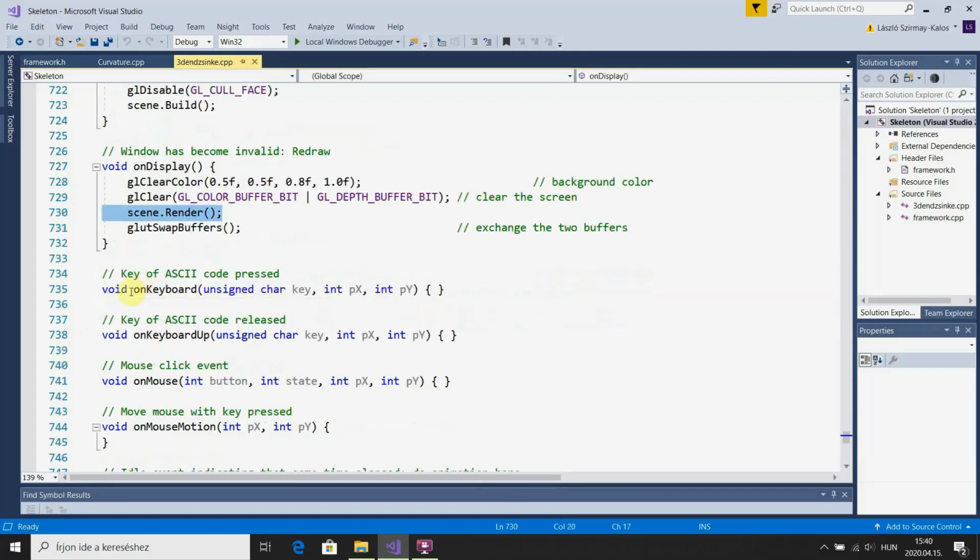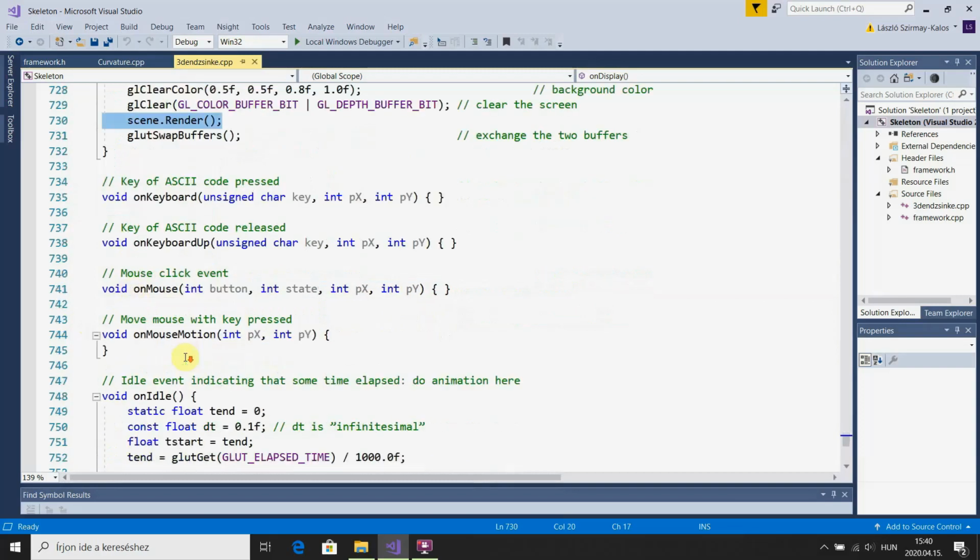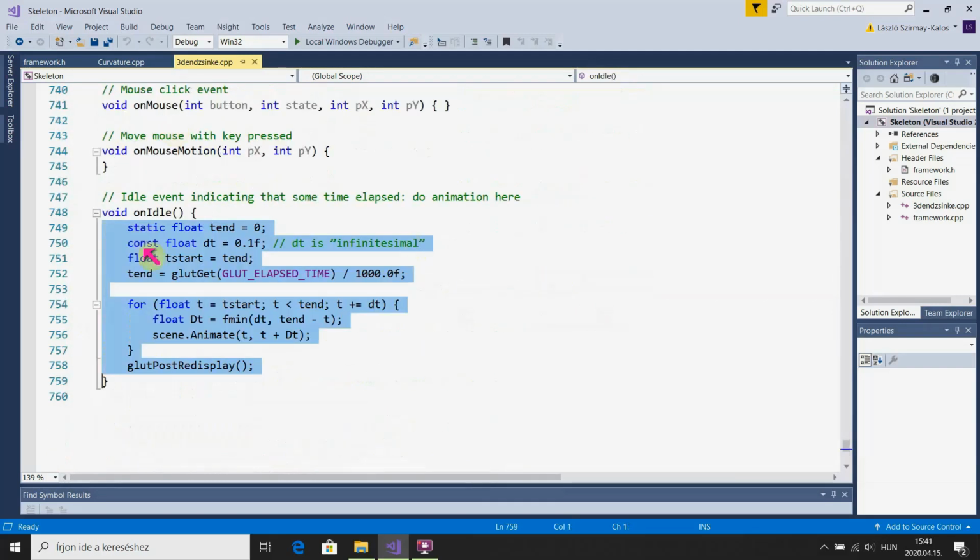This program doesn't react to keyboard events or mouse events, but it does have an implementation of the onIdle function that is responsible for executing discrete time simulation. So what is that? Recall that when some time elapses, the operating system calls our application and informs us that the time elapsed in this onIdle event. But there is no guarantee whatsoever about the maximum time between 2 onIdle calls.